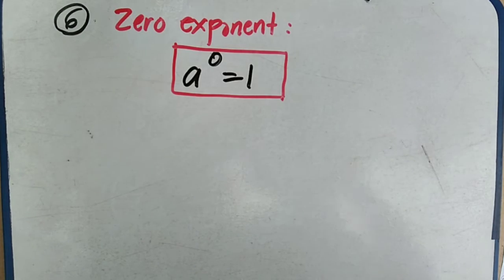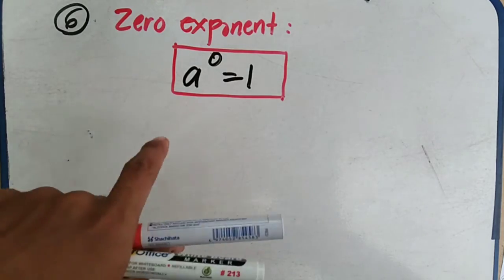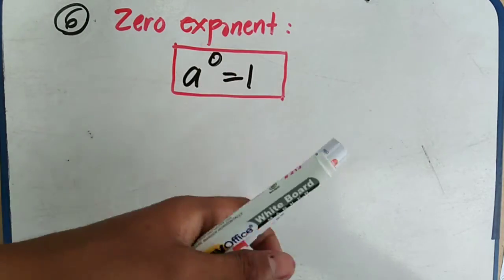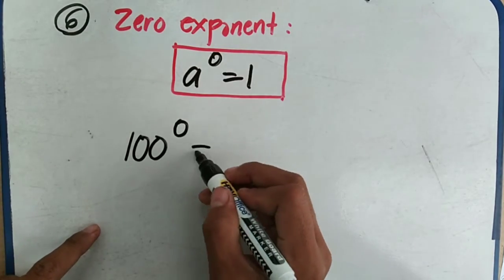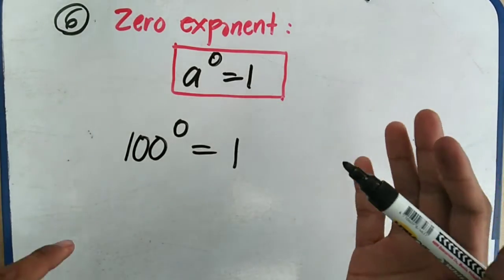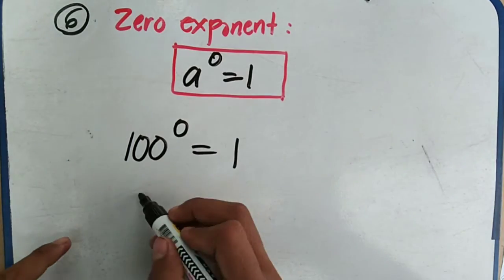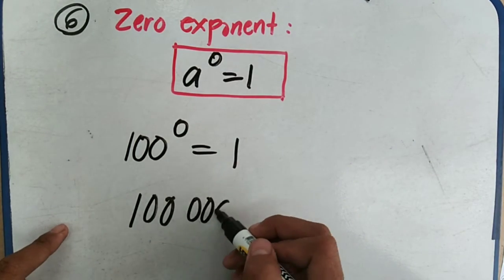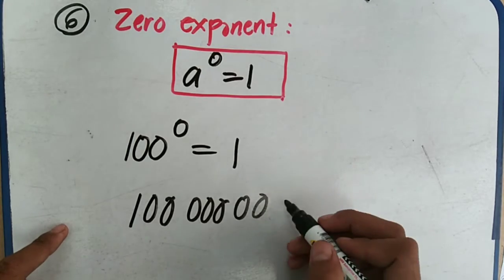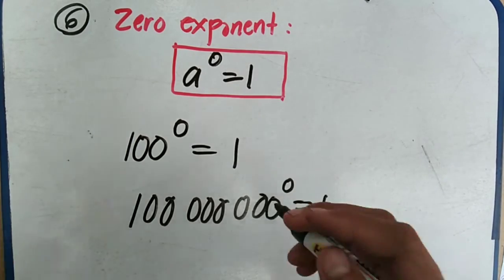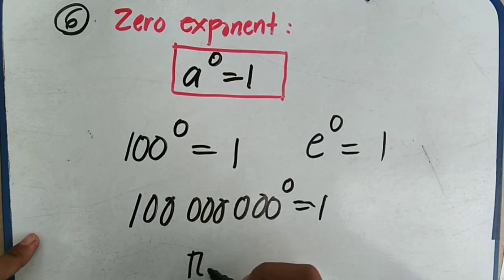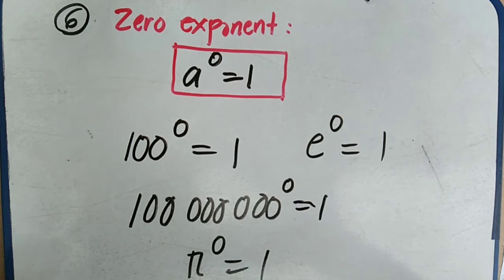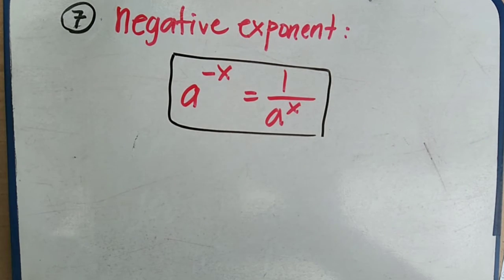The sixth rule is zero exponent. In the form a raised to 0 is equal to 1. Example, 100 raised to 0 is equal to 1. Yes, any number raised to 0 is equal to 1. 100 million raised to 0 is equal to 1. e raised to 0 is 1. Pi raised to 0 is 1. And that's all.